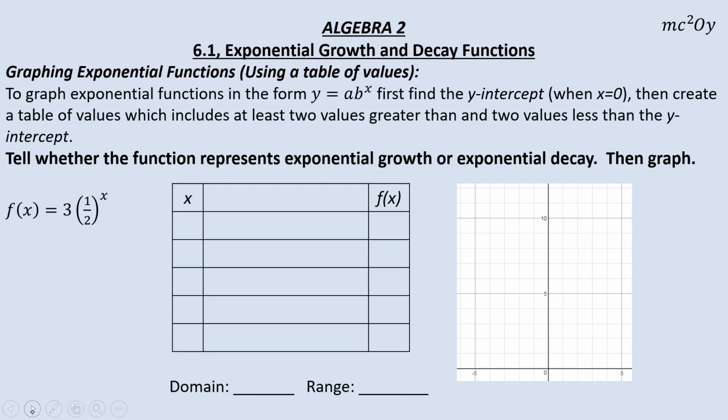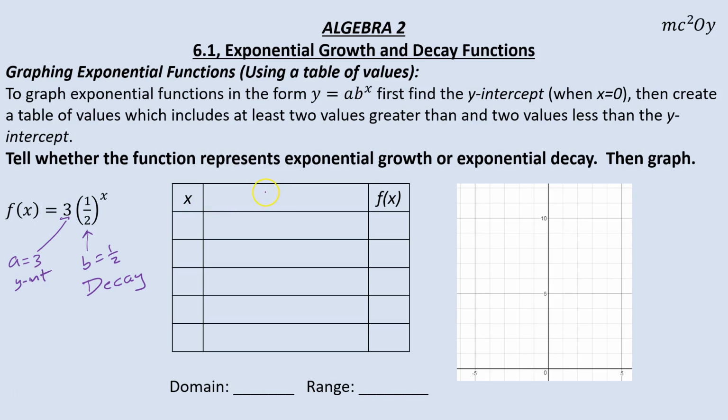Okay, let's try another one. This one we're looking at it, same information up above here. So we're identifying if it's growth or decay and then graphing. My B term this time is 1/2. That means this is decay. It also means in my, oh, I better spell decay right. It also means in my table I'm cutting in half every time. My A term, which is the y-intercept, is 3.